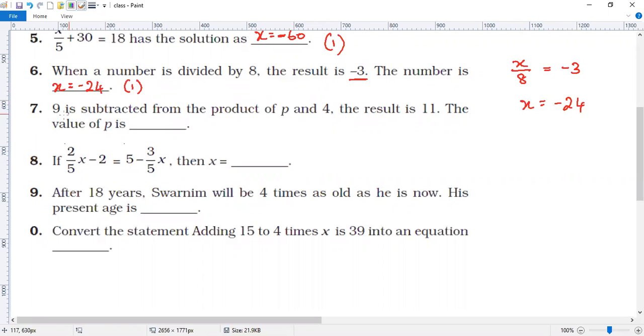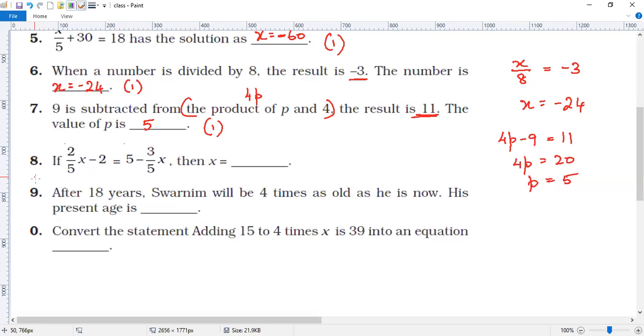Question number 7. 9 is subtracted from the product of P and 4. So what is the product of P and 4? It is 4P. 9 is subtracted from 4P. So 4P minus 9, and the result is 11, so 4P minus 9 is equal to 11. So what is P? 4P is equal to 11 plus 9, which will be 20, and P is equal to 20 divided by 4, which will be 5. So the answer for P is what? 5. If you have written the answer as 5, you score 1 mark for this.